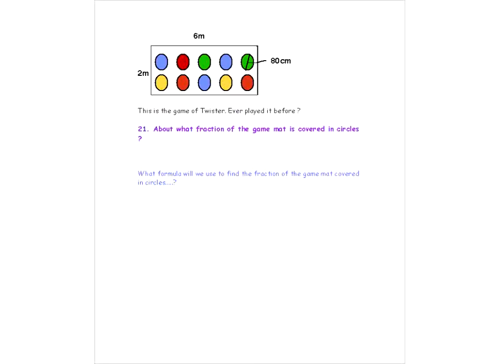All right. So here's another question, interesting question. I don't know if you guys have ever played Twister before. It's got these different colored circles. Everybody spins the spinner thing, puts their foot on a certain color, you get all twisted up. So the question says, about what fraction of the game mat is covered in circles? So, to find that, what formula do you think we're going to use to find the fraction of the game mat that's covered in circles?